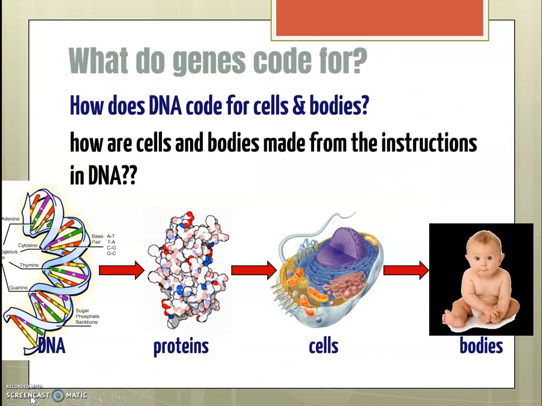So genes code for all of your genetic traits. Okay, so we're basically going to go over what they code for, how DNA codes for cells and bodies, and how these cells and bodies are made from the instructions in DNA, because literally every single part of you is made from DNA.